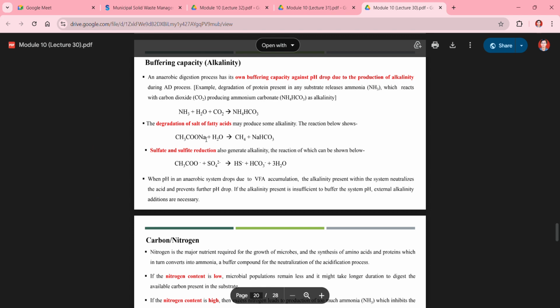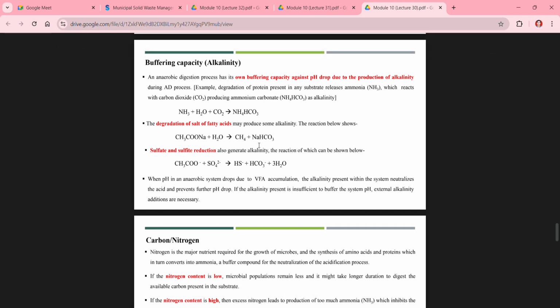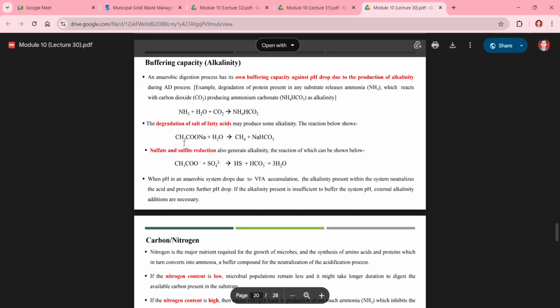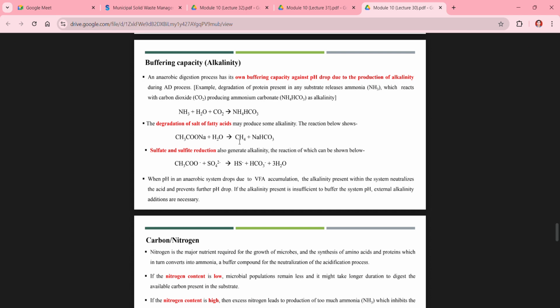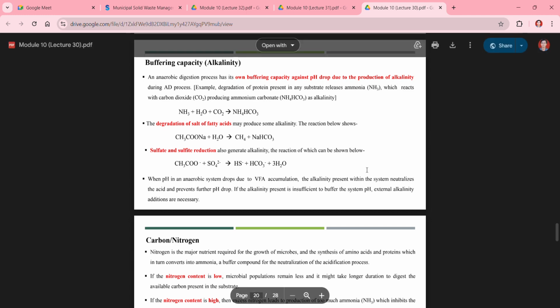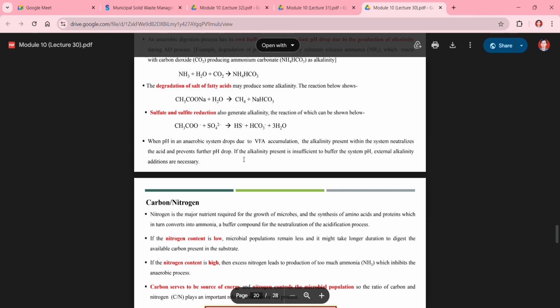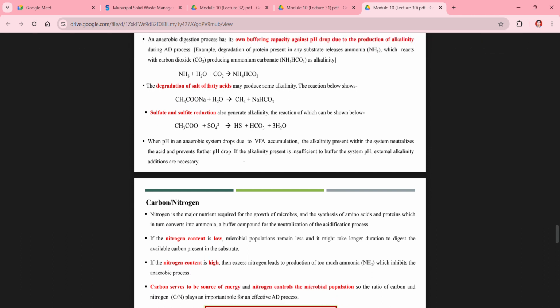On the other hand, the degradation of salts of fatty acids may also produce some alkalinity, like shown in the reaction CH3COONa plus H2O getting converted into CH4 plus sodium bicarbonate, and that also possesses alkaline nature. Then there will be some sulfate and sulfide reduction, which will also generate alkalinity, the reaction of which is shown below. When pH in an anaerobic system drops due to VFA accumulation, the alkalinity present within the system neutralizes the acid and prevents further pH drop.